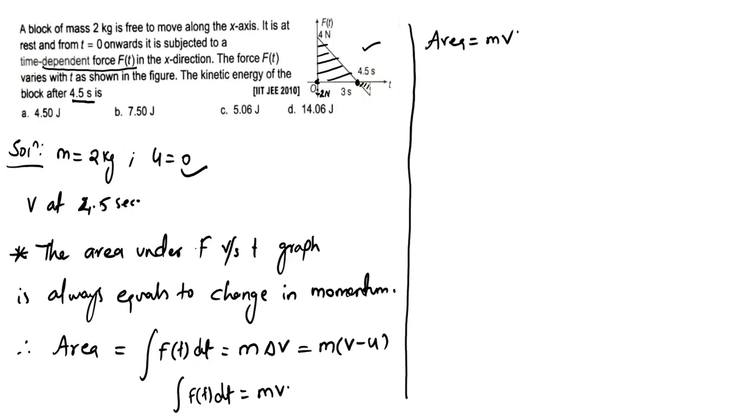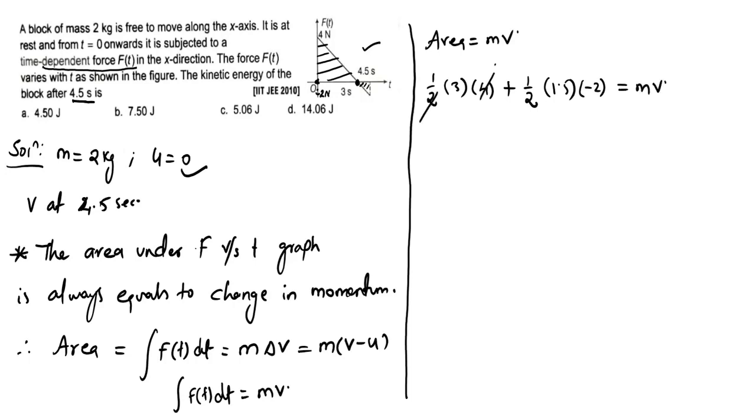In the first case, the area is equal to half into base into height. It is a triangle, so its area is half into base into height. The base is 3 seconds and height is 4 newtons. Plus, for the next 1.5 seconds, from 3 to 4.5, the area is half into base into height, so this is minus 2 newtons. That is equal to m into v.